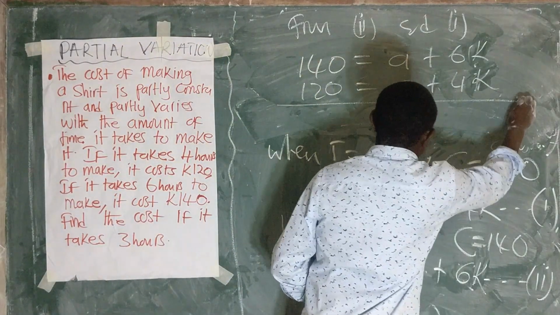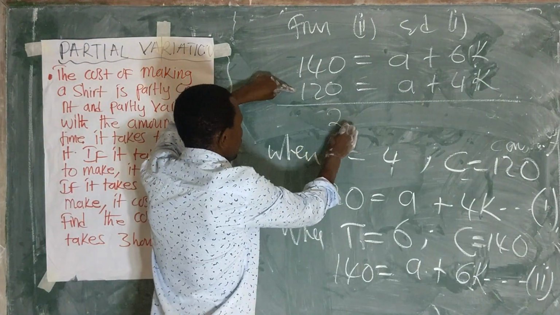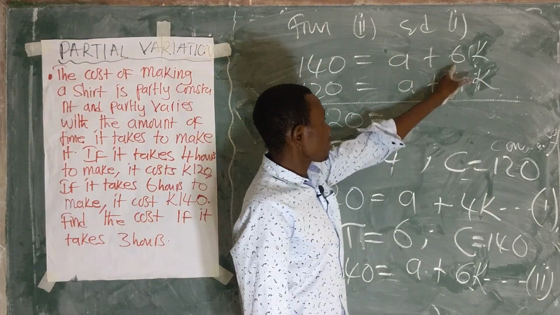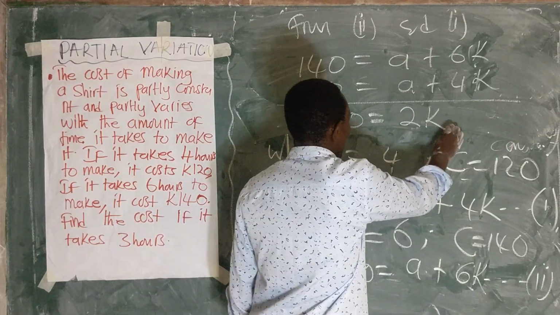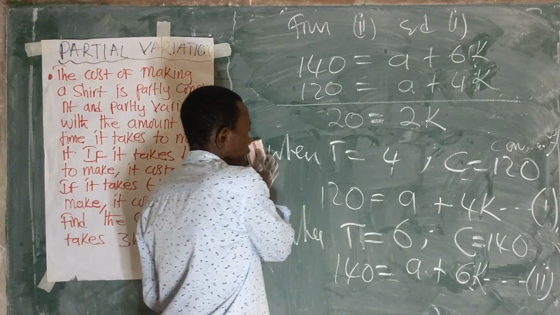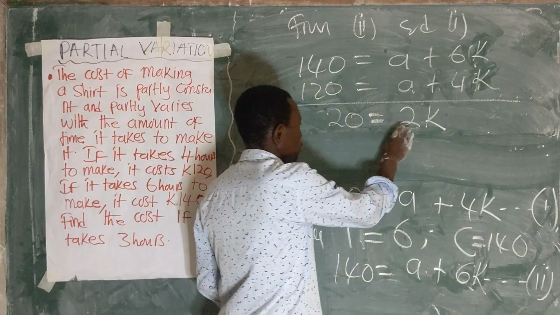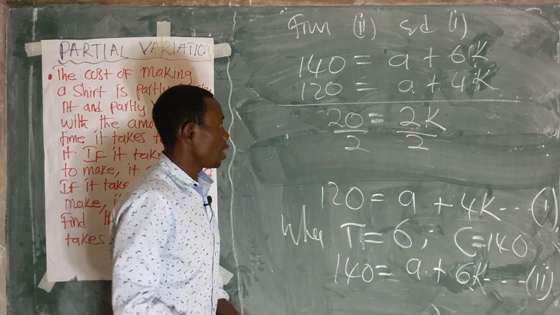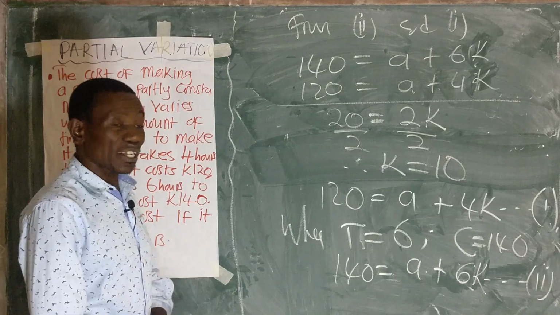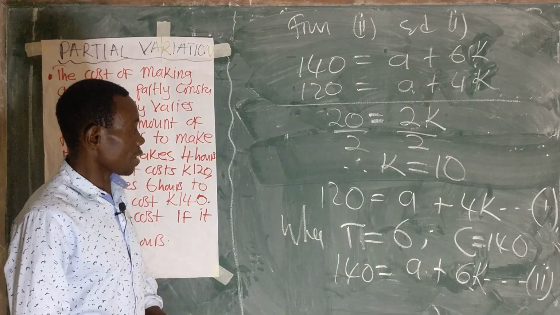So what we have here is this: when I say 140 minus 120, this gives me what? 20. And here we have A minus A is 0, and 6K minus 4K gives us 2K. Right. As such, if I would like to find the value of the constant K, it is just a matter of dividing both sides by 2. I divide by 2. As such, my K is equal to 10. Right. So the constant that depends on time is 10.